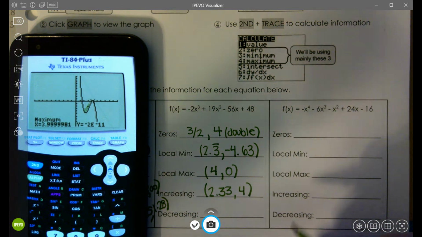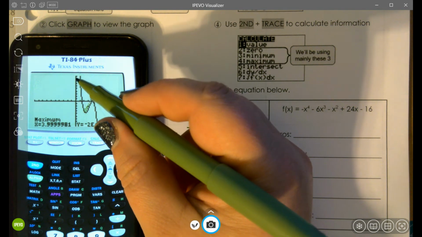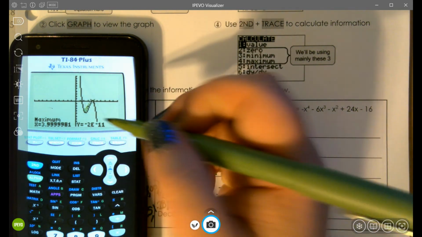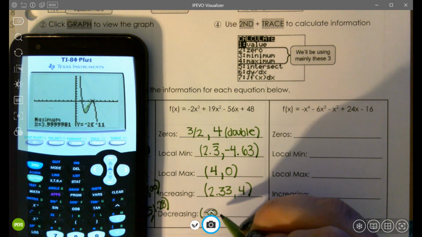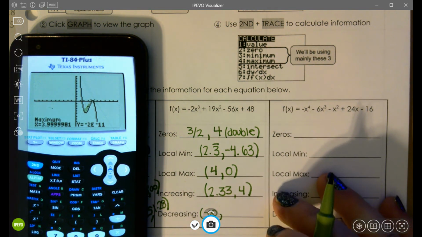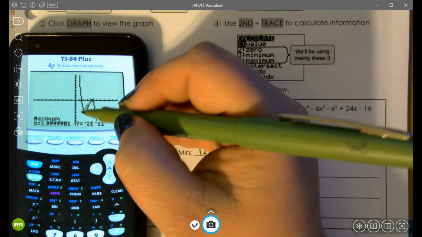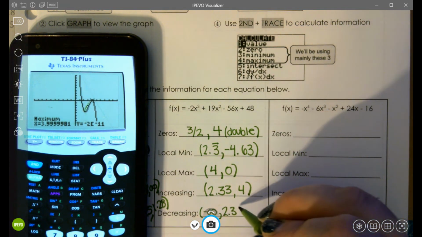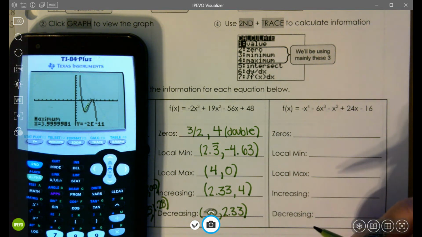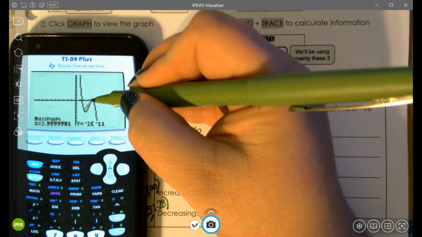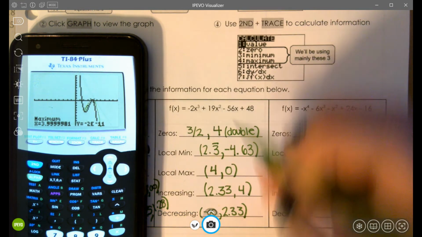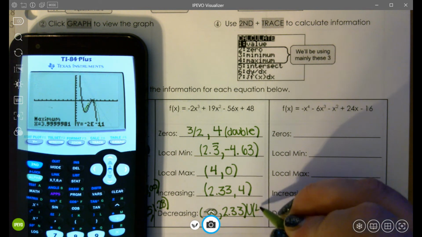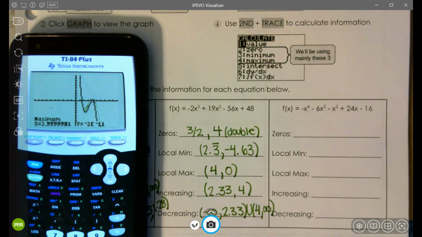The decreasing part is from negative infinity on the left. Even though this doesn't actually cross over on the left here, it eventually would. You just have to go really high on the graph to see it. And then it's going to stop at the minimum, which is 2.3. And then it goes down again from the maximum to infinity. So from 4 to infinity. Like that.